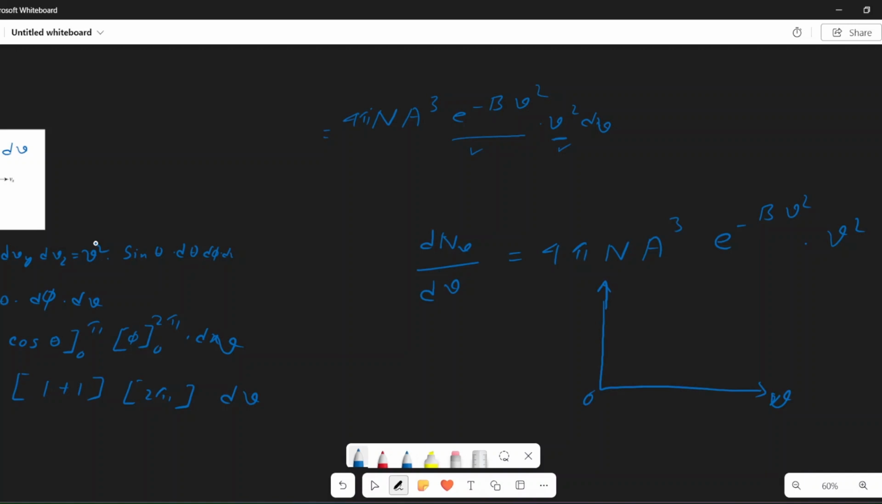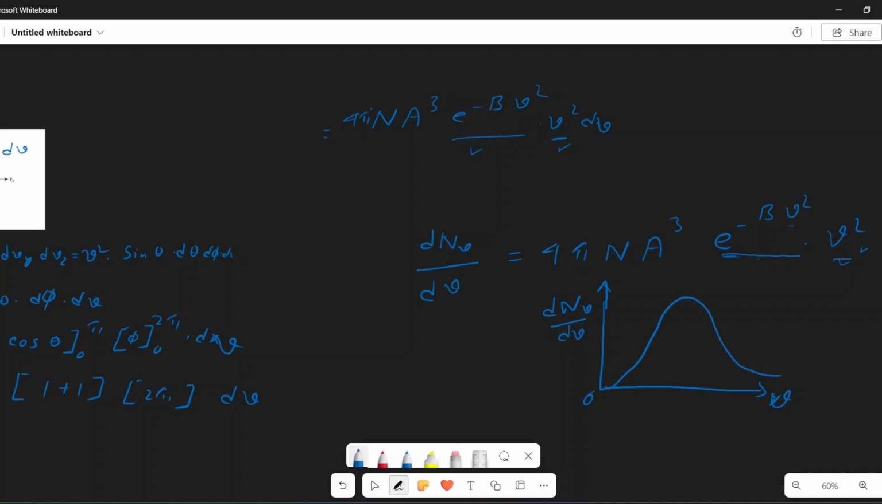Okay, that is dN by dv per unit area. Look at this expression. It has two terms: one is an exponentially decaying term, and the other is a quadratically increasing term. For lower values of v, the quadratic term will be dominating, and when we get to higher values of velocity, the exponential term will be dominating. So the curve will look like this.